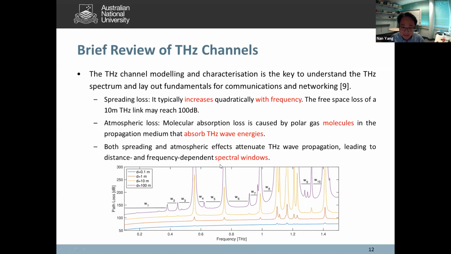As we mentioned here, you can see the spectrum window depends on distance and depends on frequency, and we try to use this relatively flat frequency response to perform our transmission. For example, from here to here, and a bit above 1 terahertz. So these are the flat frequency responses that we can use to perform the transmission. This spectrum window is something very interesting in terahertz channels, and something that we have to consider when we design terahertz communication systems.